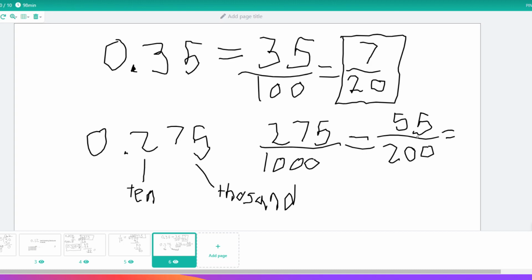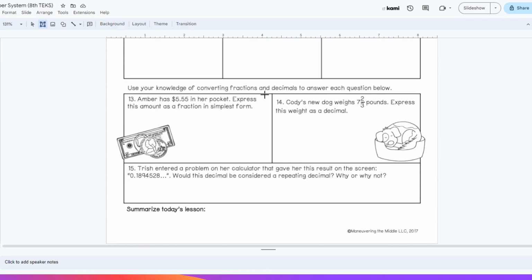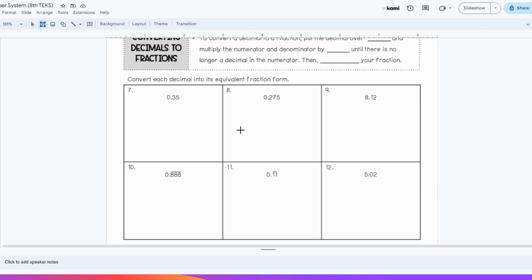And don't worry if you don't get it right the first time. Like I didn't get this one right the first time, and it's still going to work out just fine. You'll see. So I divide by 5 again. 55 divided by 5 is 11. And then 200 divided by 5 is 40. And so I get the fraction 11 over 40. And there we go. I've just converted from decimal to fraction. Perfect, right? So go ahead and try the rest of these yourself.